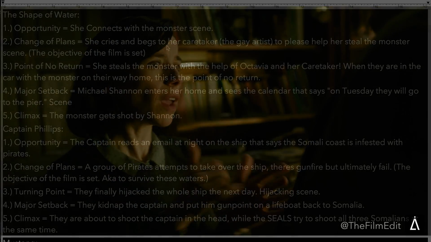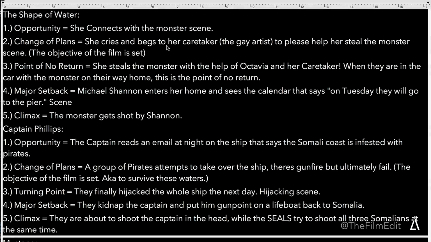Saving the monster is exactly saving herself. That's her need. That's why she needs to do it. So change of plans. That's when her objective is set. Boom, this is what we need to do. We need to save him in order to save me. Because that's how she feels connected. That's how she feels herself. That's how she fell in love.